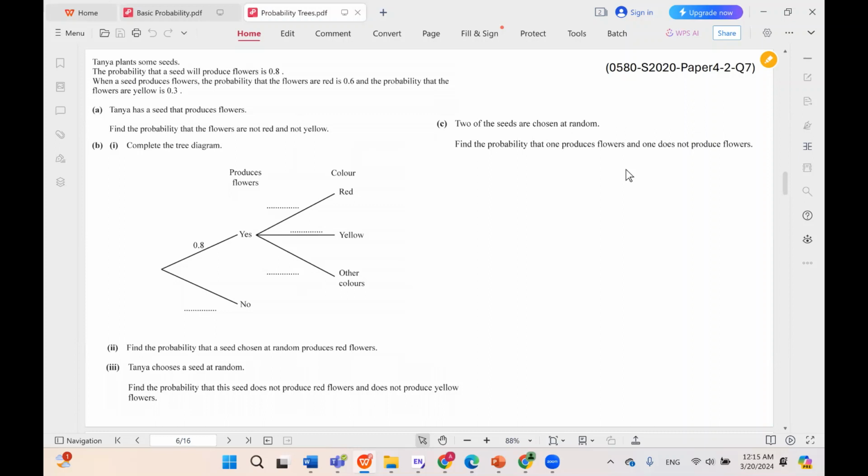So the probability that they are red is 0.6. The probability that they are yellow is 0.3. So the probability that they are neither red nor yellow would be 1 minus 0.6 plus 0.3, which is 0.9 here. So 1 minus 0.9 gives us 0.1. Now we want to complete the tree diagram, so we can just write here 0.2, 1 minus 0.8. And then for red, we write 0.6. For yellow, we write 0.3. And for other colors, we write 0.1.